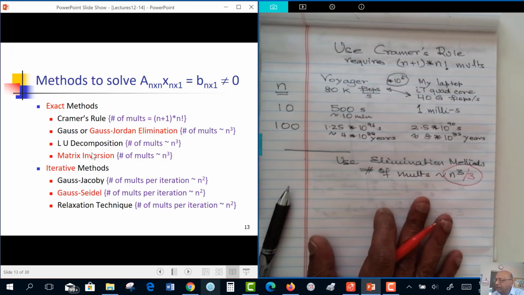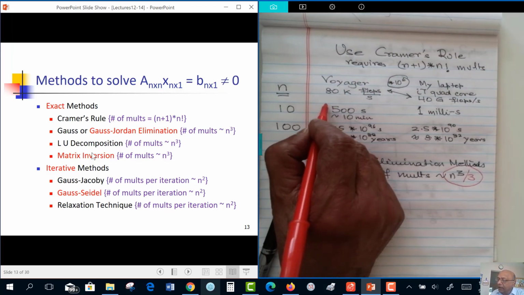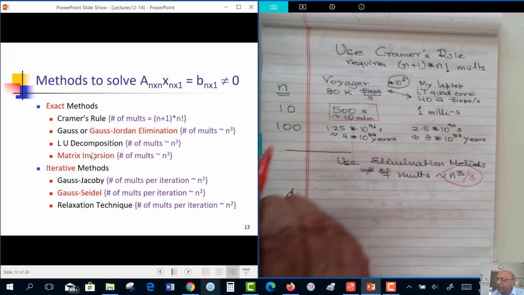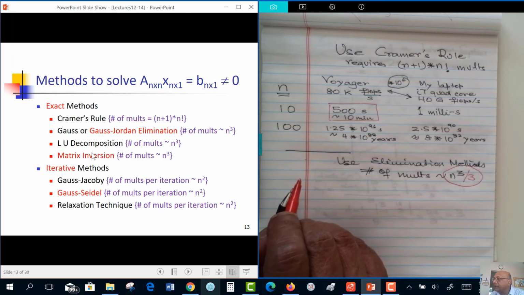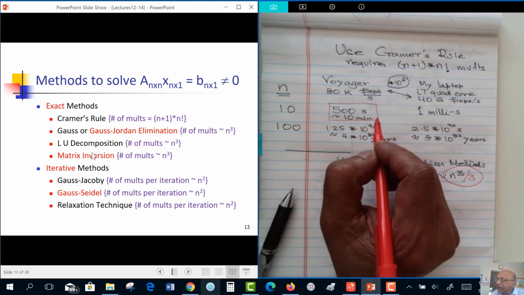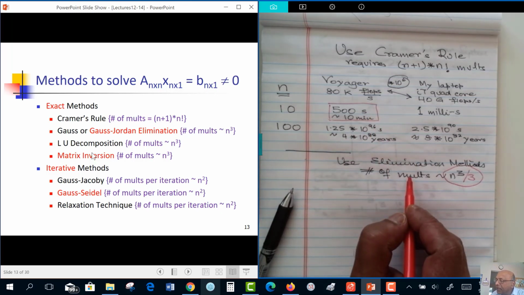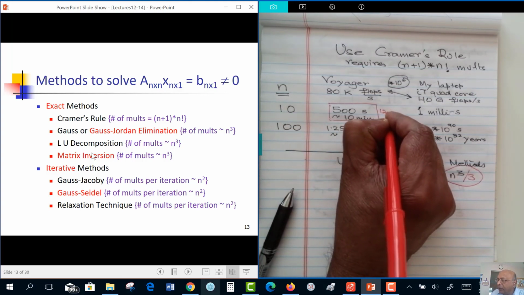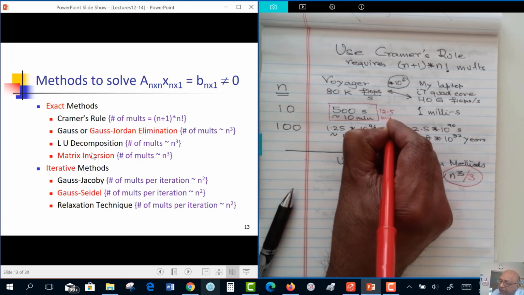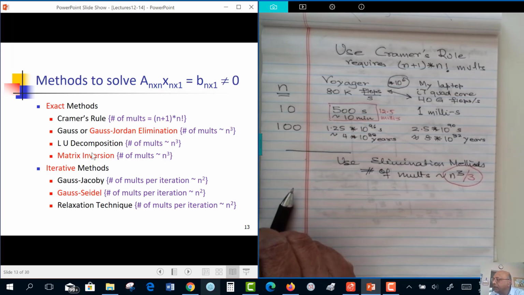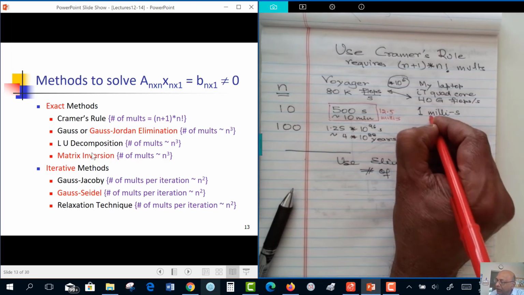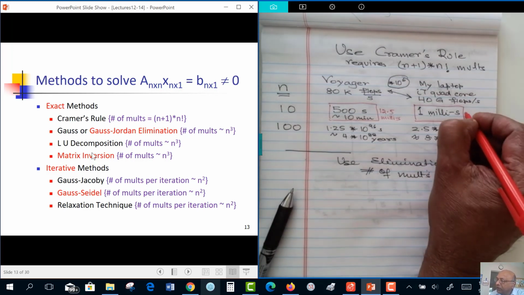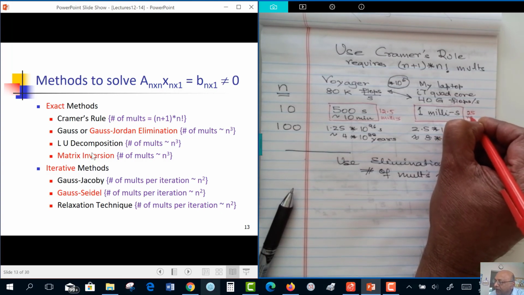Let's look at how much time Gauss elimination would take. So remember, for our Voyager computer, Cramer's rule took 10 minutes. If I use elimination method, that old computer would take only 12.5 milliseconds. So, blink of an eye. My computer, using elimination method, 25 nanoseconds.